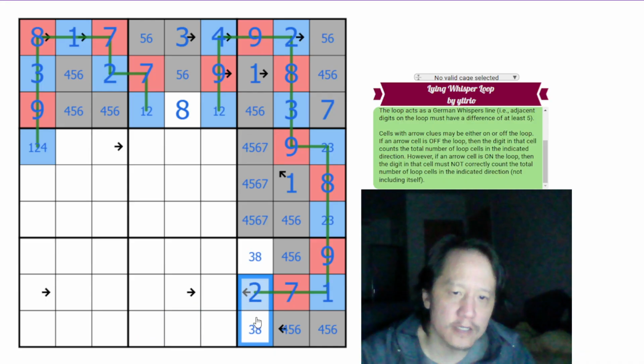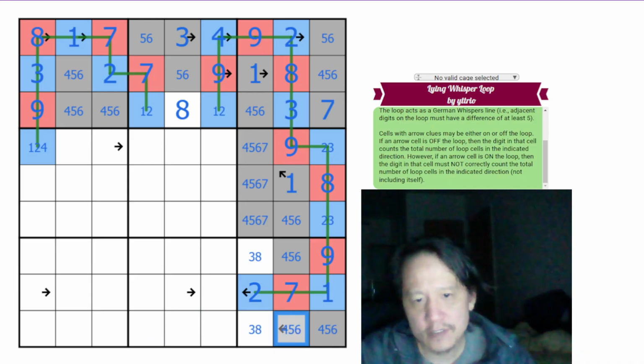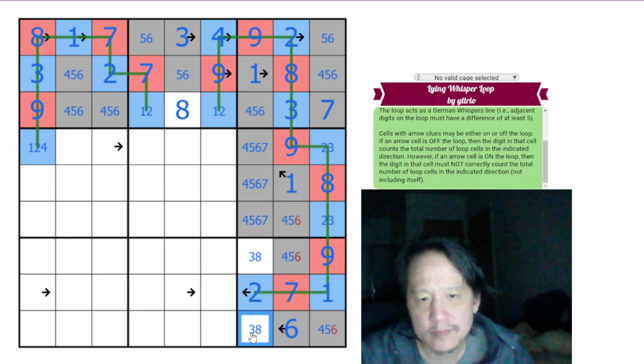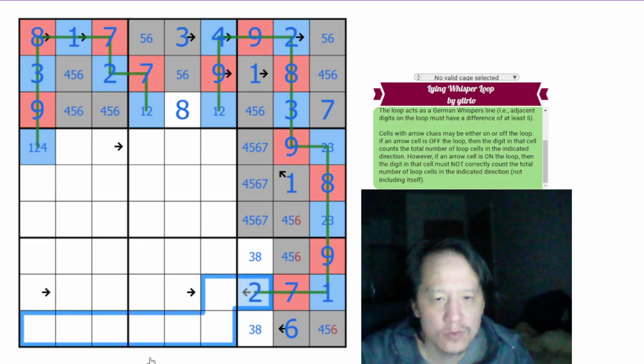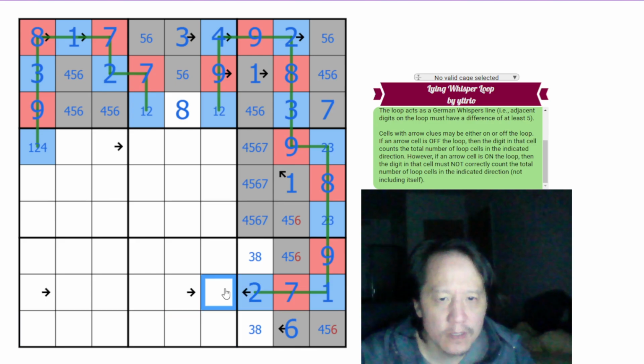So say 6. Let's try 6. So say this was 6. Then it could just be that too, right? Let's try, let's see, that would be high, low. So this would be, let's try this. High, low, high, low, high, low, high.